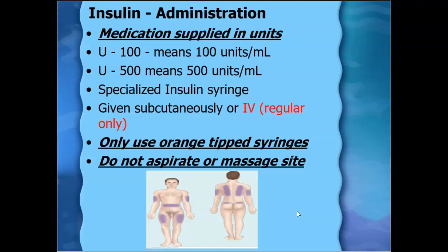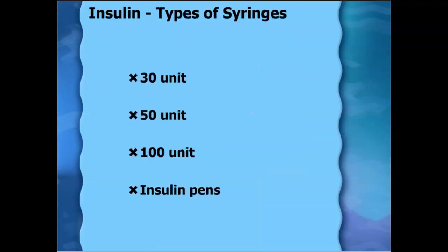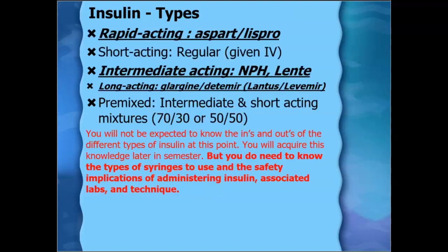Again, I cannot stress this enough. You are only going to use the orange tip syringes for insulin. They are specifically for insulin. That's it, right? And again, we're never going to aspirate at the site or massage the site. You don't do either one of those. You don't aspirate and you don't massage once you do the injection. Again, we have syringes that have 30 units. We have a 50 unit syringe, 100 unit syringe. We just talked about the 500 unit syringe. We do have insulin pens that come out with different volumes. So you'll see a bunch of different types, right?